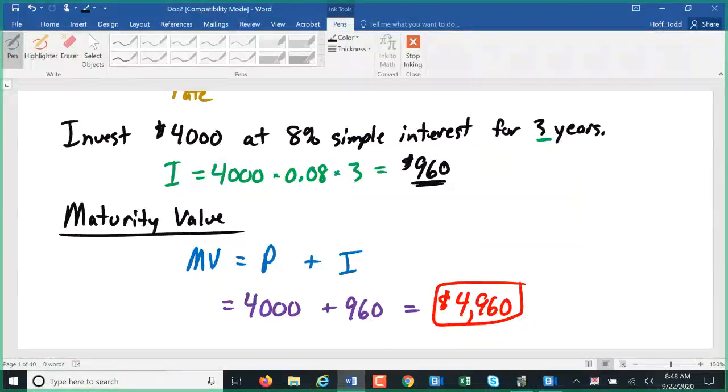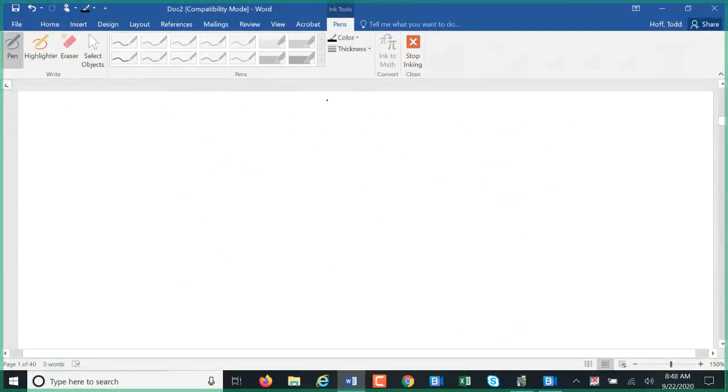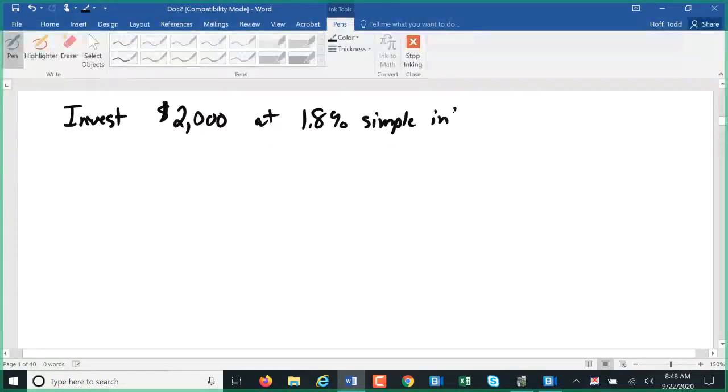So typically, simple interest is not used for anything longer than 6 months at the most, but for many banks, 3 months is the longest they'll go with simple interest. So let's look at a more reasonable example. Let's say we're going to invest $2,000 at, we'll go 1.8% simple interest for 4 months.